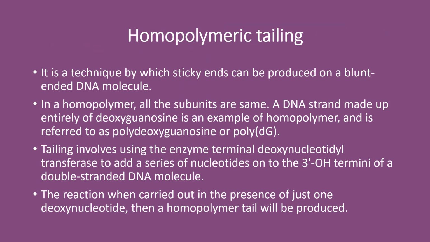Next, we will see about homopolymer tailing. It is a technique by which sticky ends can be produced on a blunt-ended DNA molecule. In a homopolymer, all the subunits are the same. A DNA strand made up entirely of deoxyguanosine is an example of homopolymer and is referred to as polydeoxyguanosine or poly-dG. Tailing involves using the enzyme terminal deoxynucleotidyl transferase to add a series of nucleotides onto the 3'OH termini of a double-stranded DNA molecule. The reaction, when carried out in the presence of just one nucleotide, will produce a homopolymer tail.